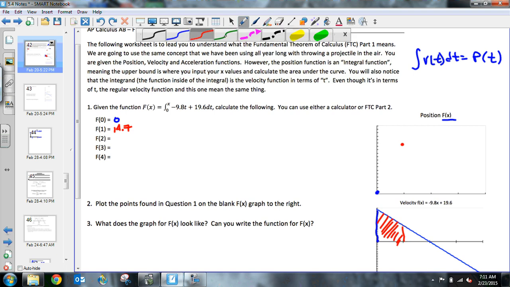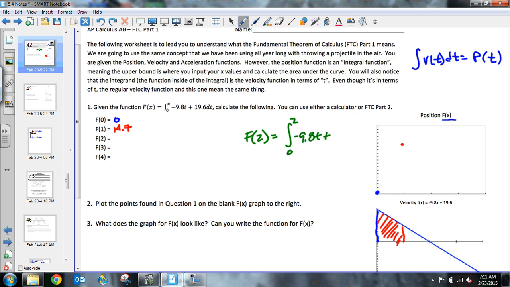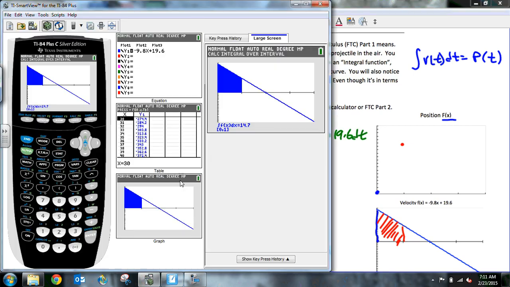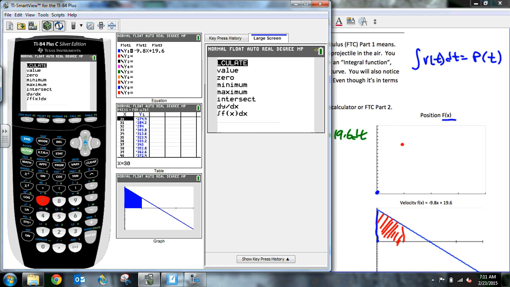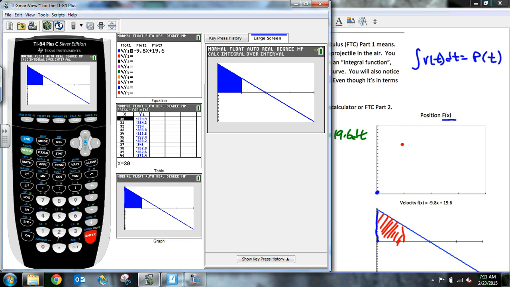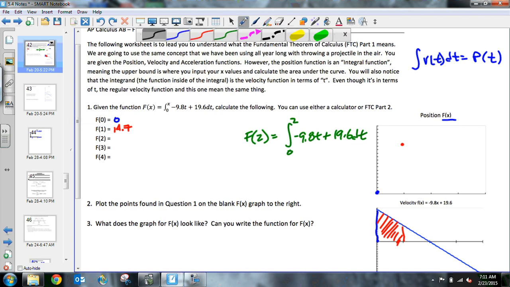Big F of 2 means that we're going to calculate the area under the curve between 0 and 2 of negative 9.8 t plus 19.6 dt. Let's go to our calculator, second, calculate, 7 for integration. We want to integrate between 0 and 2, so we get all that accumulated area between 0 and 2. We end up getting 19.6. So if I continue to accumulate all of this area, I'm going to get 19.6.